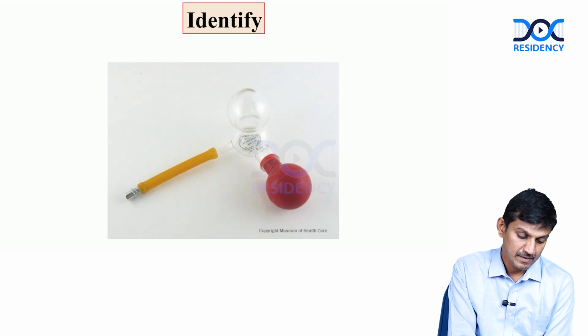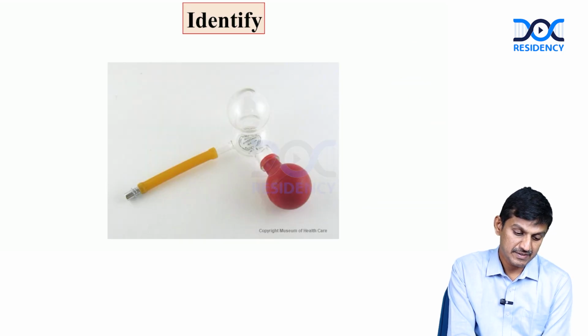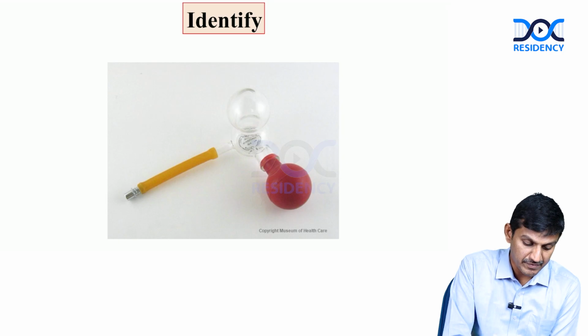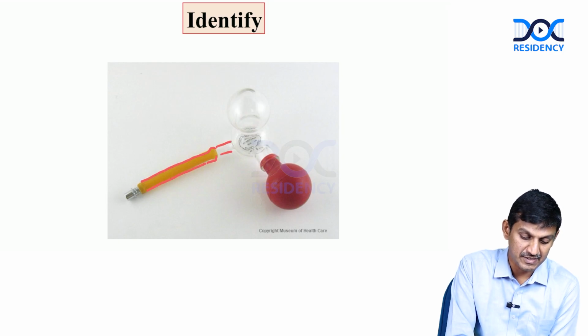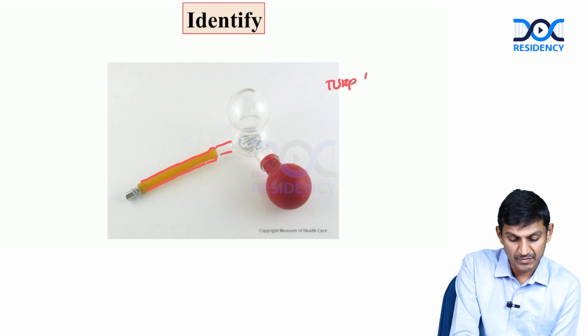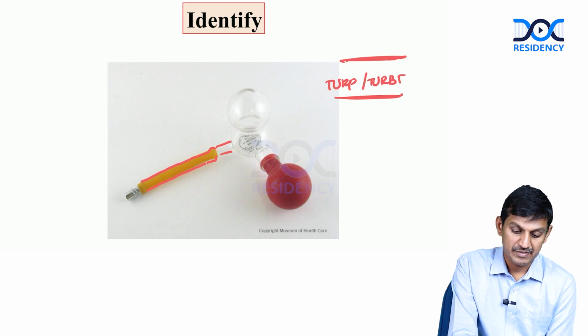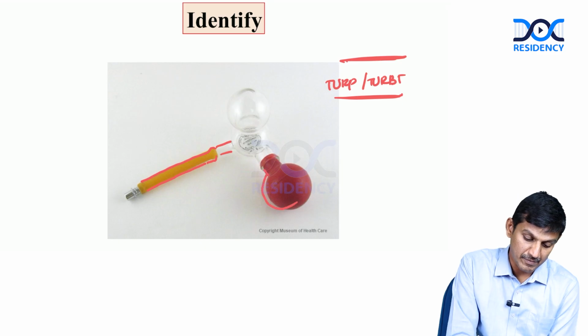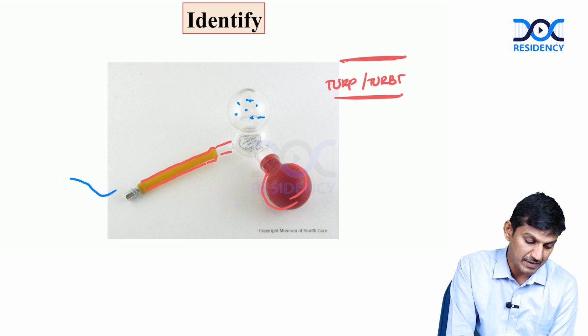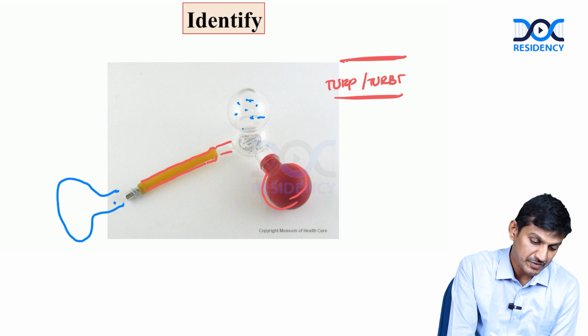Okay, right. Can you identify this instrument? Okay, this is one instrument which we are going to use specifically following a transurethral surgery, either a TURP or a TURBT. So what are we going to do? You see here, it has got a bulb. So we are going to fill the bulb with saline, and we are going to connect it to the bladder. You are going to fill this fluid into the bladder, and what happens?